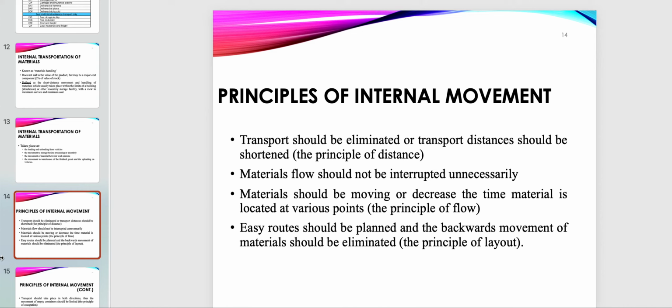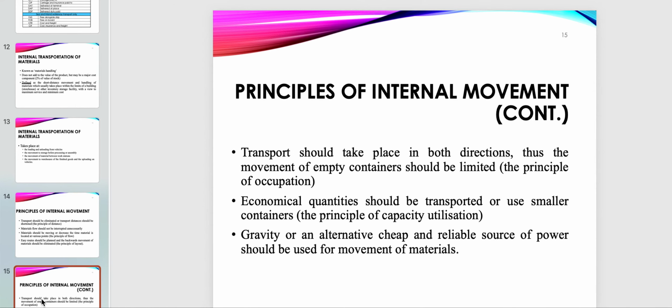ensuring that easy routes are planned, and the backward movement of materials should be eliminated, which we call the principle of layout. And then transport should take place in both directions. Thus, the movement of empty containers should be limited, which is the principle of occupation. So, the movement happening and minimizing of empty containers or boxes. Economical quantities should be transported or smaller containers should be used, making sure we utilize capacity to the most. And then gravity, or an alternative cheap and reliable source of power, should be used for movement of materials, which will help us in minimizing cost.